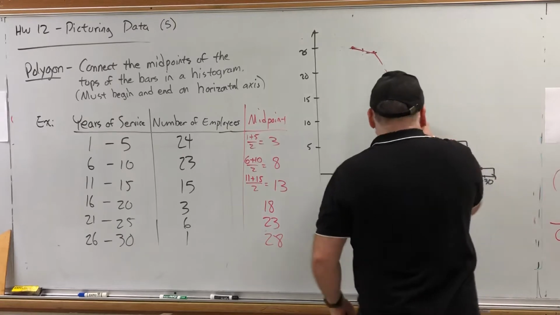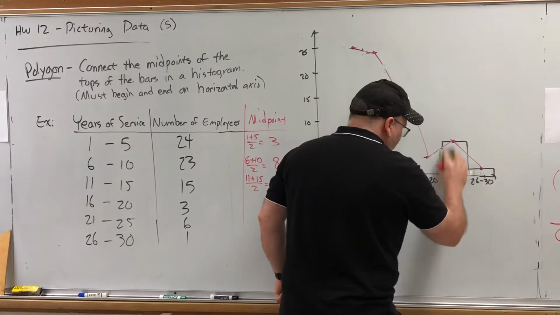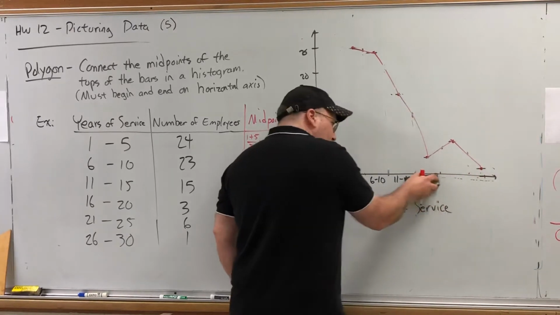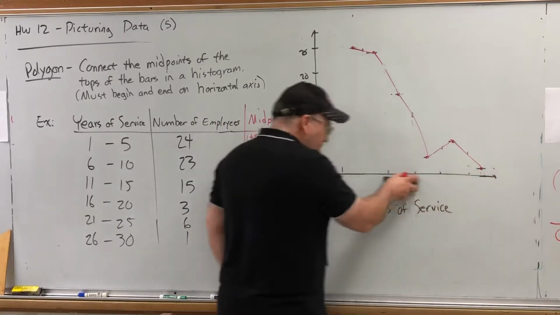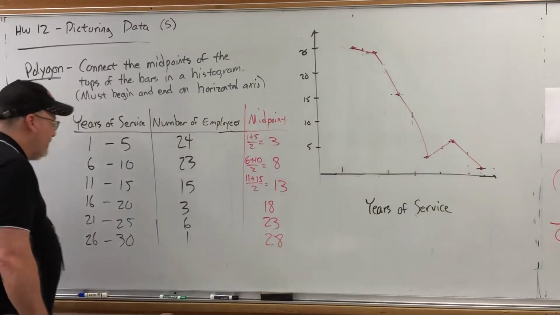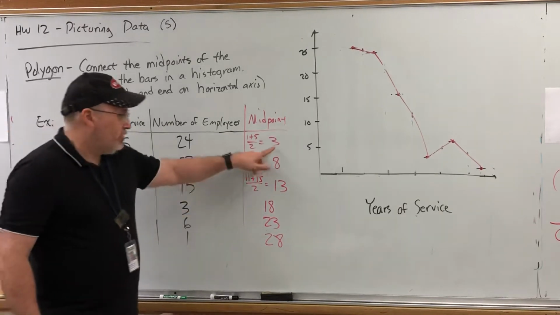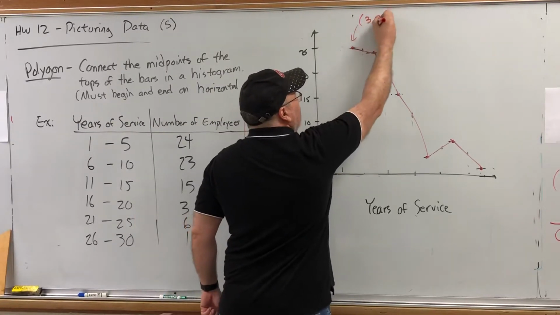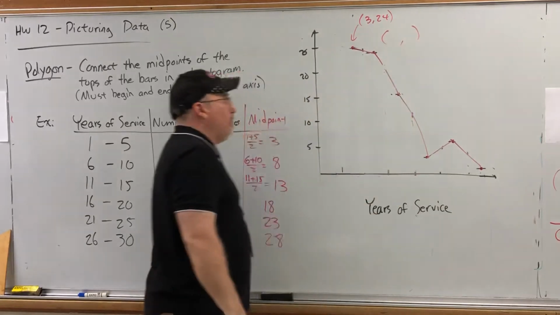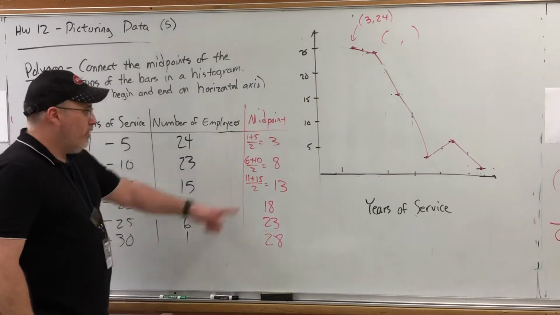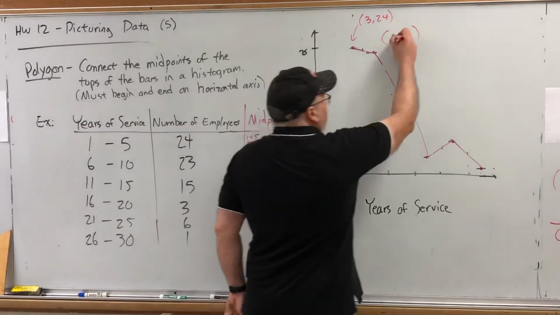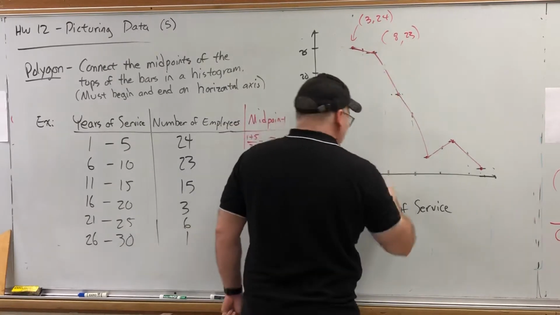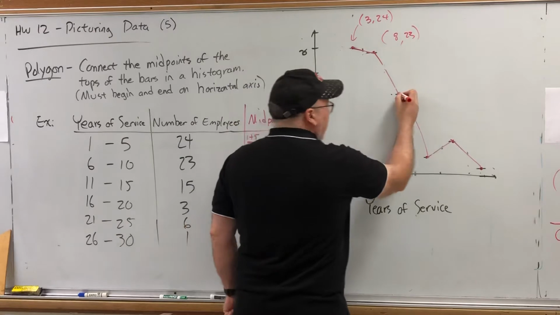Okay, well, it's not going to be perfect, but my point is you can actually sketch a polygon without having to draw the histogram at the beginning. Because all you need to know are the coordinates of each point. For example, for the first class, the midpoint is over 3 and it's up 24. So from an algebra perspective, this point is 3, 24. What's the next point? Well, the next midpoint is 8, and the frequency is 23. So 8, 23. So above the number 3 is the point 3, 24. Above the number 8 is the point 8, 23.